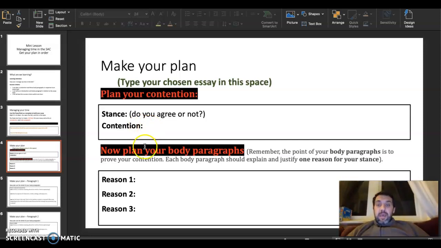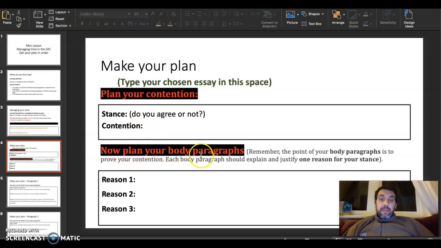The next part is planning your body paragraphs. Remember, the point of your body paragraphs is to prove your contention, by backing up your arguments. So you're going to need 3 reasons to back up your contention. Reason 1 would become paragraph 1. Reason 2 would become paragraph 2. Reason 3, paragraph 3. Again, think of these in terms of the bigger ideas.